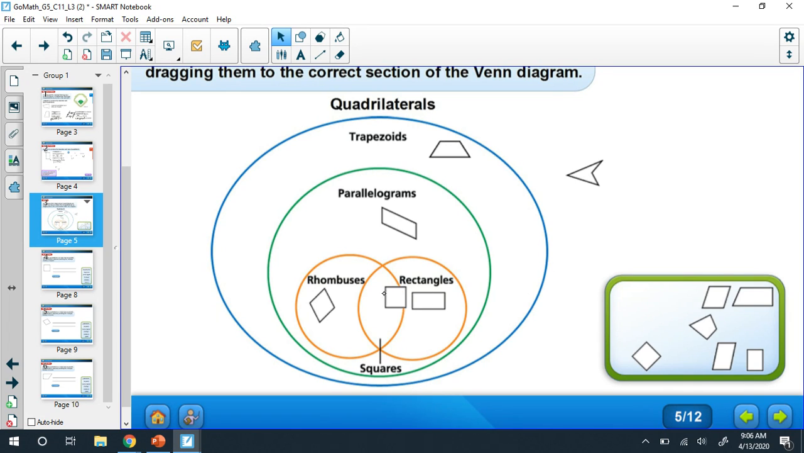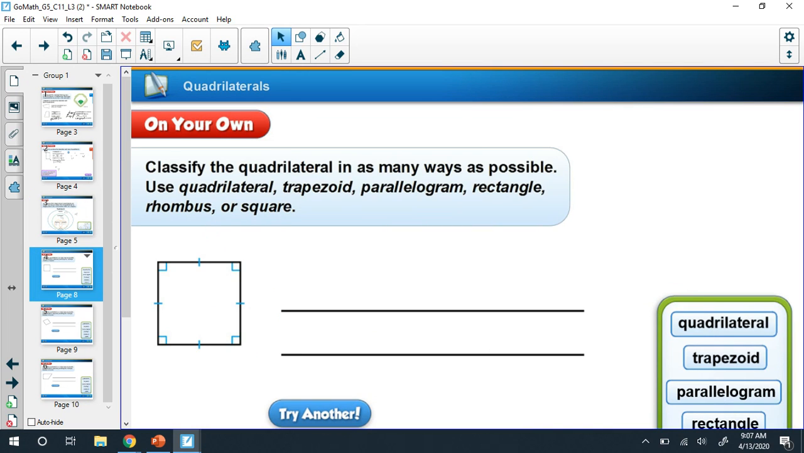And then we have squares, which have 4 congruent sides and also have 4 90-degree angles, which is why they are both rectangles and rhombuses. They are also parallelograms. They are also trapezoids. And of course, because they have 4 sides, they are also quadrilaterals.